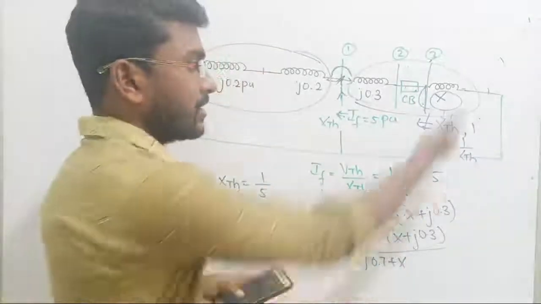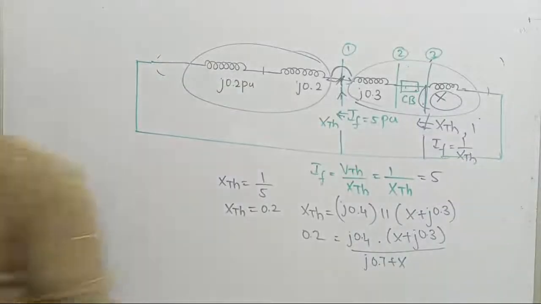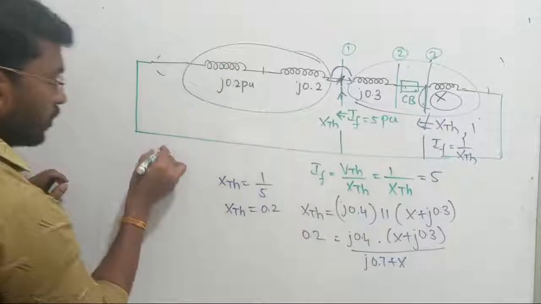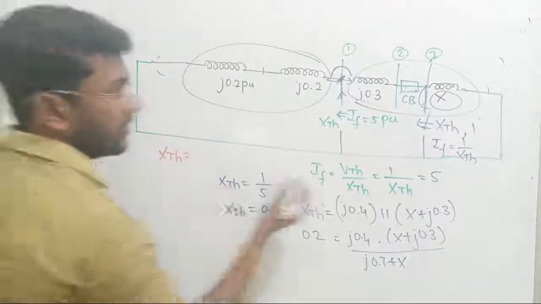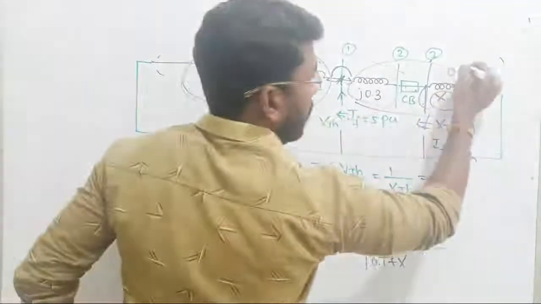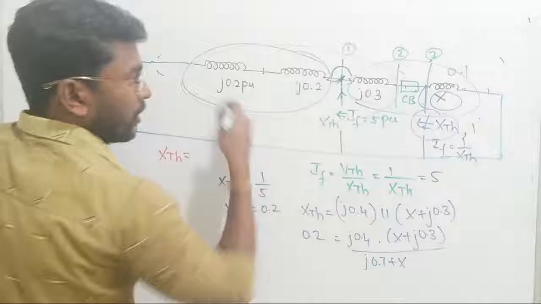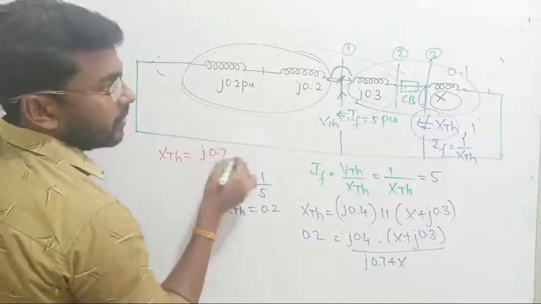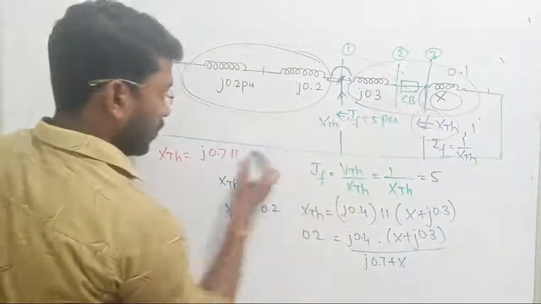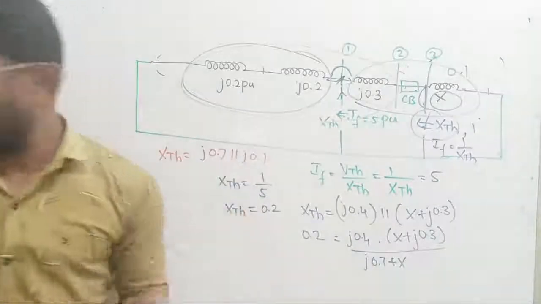correct. That's all. Substitute it, put the new value, and then calculate the fault current from here. The new Xth will become, we have to estimate, the total value from here. Now this is 0.1, so here I need the fault current, so I need Xth. The total value is j0.7 in parallel with the 0.1. That's all, the answer is over. Proceed, calculate this, and the fault current will be the reciprocal of this one.